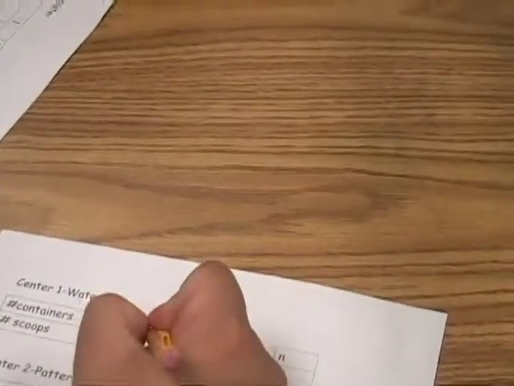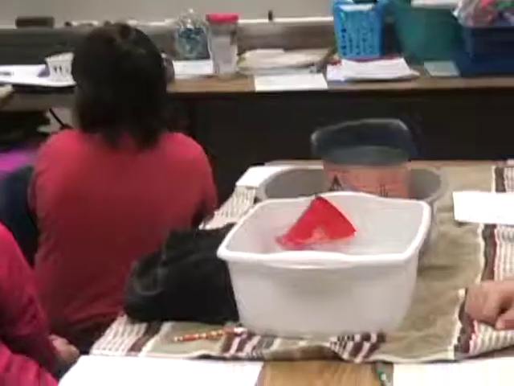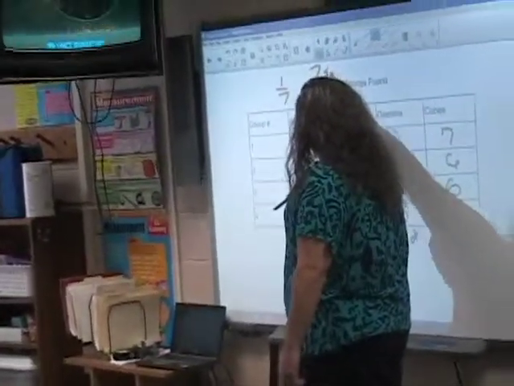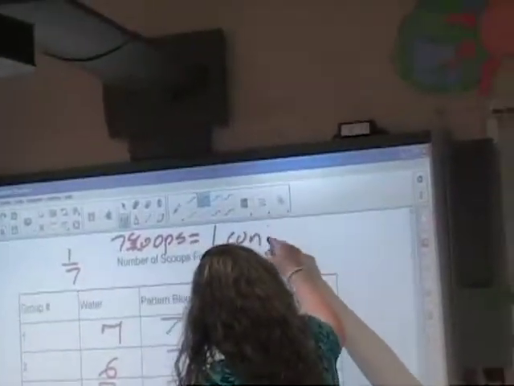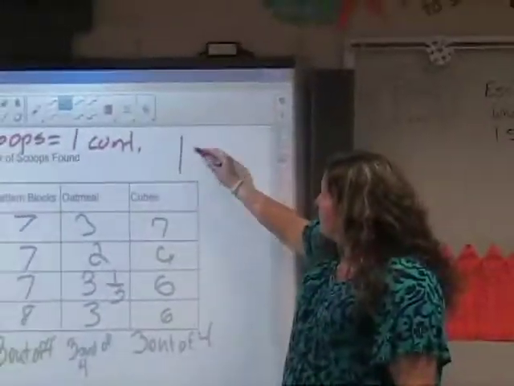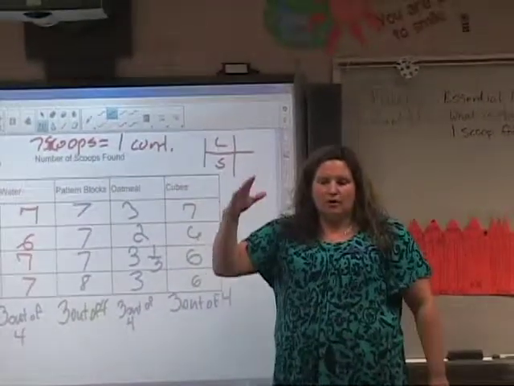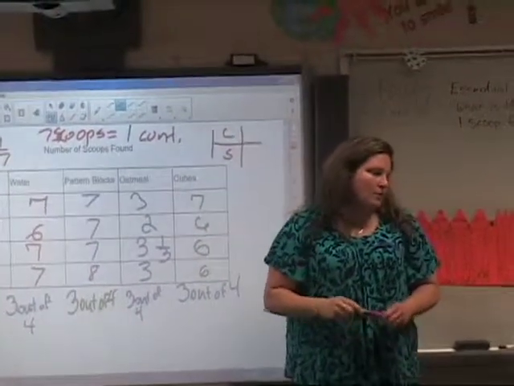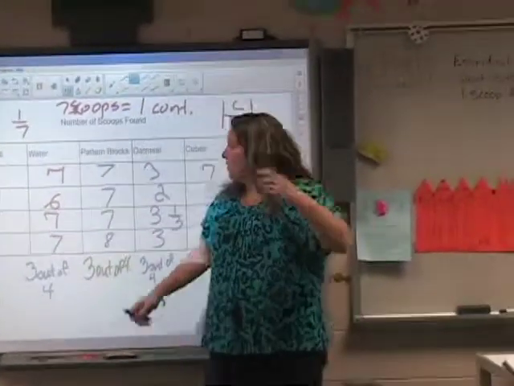What that means is if I had 1 container and it took me 7 scoops to fill it up, the value of that scoop was 1/7. That means it takes 7 scoops to equal 1 container. And you see there's a chart here where you have your containers and then your number of scoops. Okay? So let's go ahead and fill in number 1 the whole way, and then we're going to finish up the rest tomorrow.